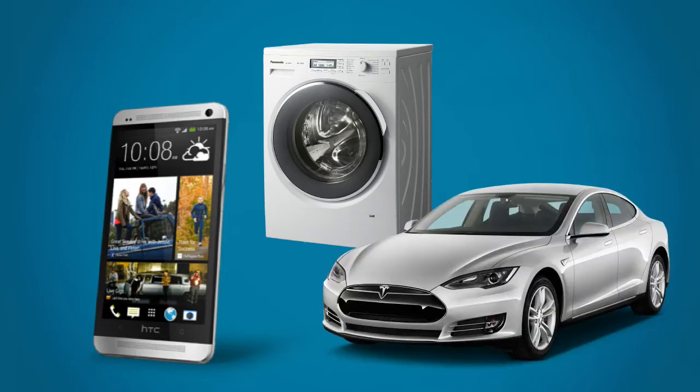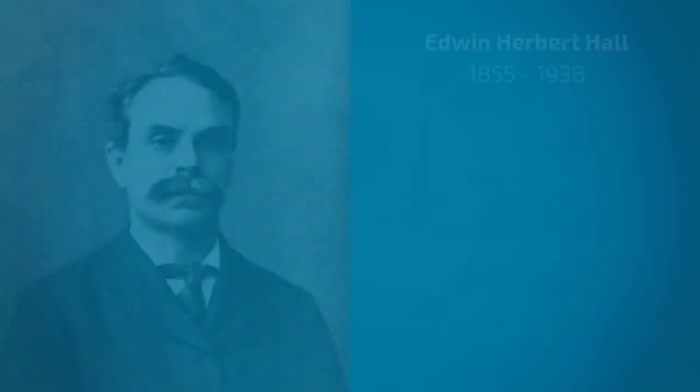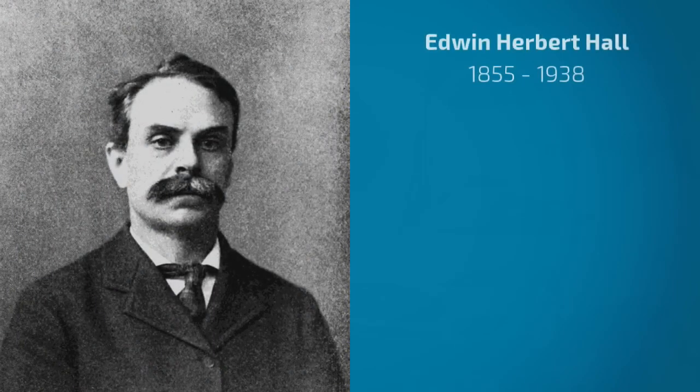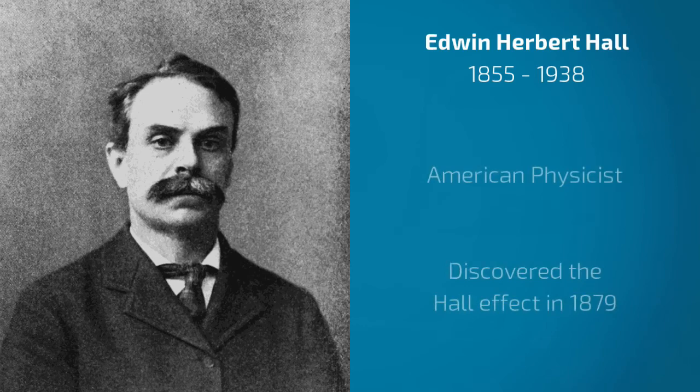Now let's fast forward 6 years and introduce Edwin Herbert Hall. Hall was an American physicist who discovered the Hall effect and is obviously its namesake. He made this discovery in 1879 while working on his PhD at Johns Hopkins University. That's just 6 years after Maxwell figured out electromagnetism. So what exactly did he discover?